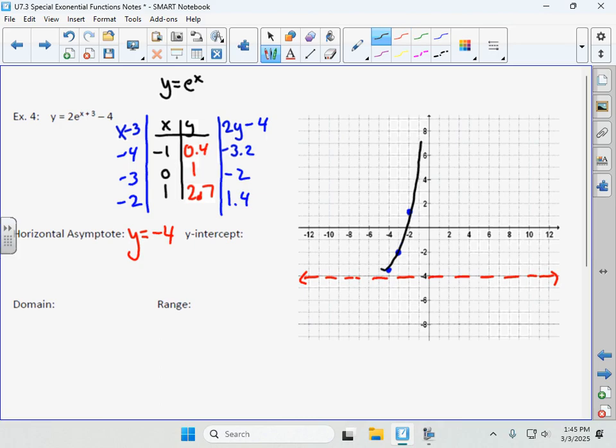It's going to go to the left, and it's going up. The domain is -infinity to positive infinity. And the range is going to be -4 to positive infinity.